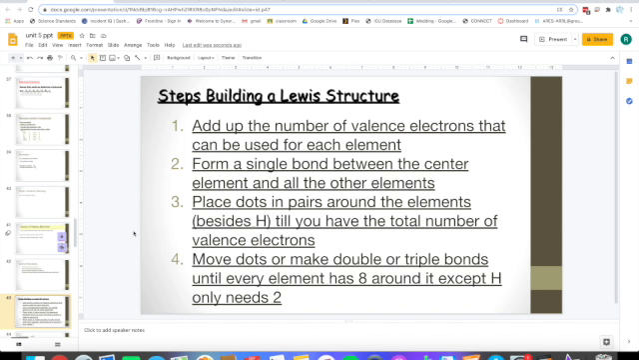So if you need to, go ahead and pause the video right here so you can finish typing out those steps, and then on the next slide I will explain and show you examples on how to draw the valence electrons.